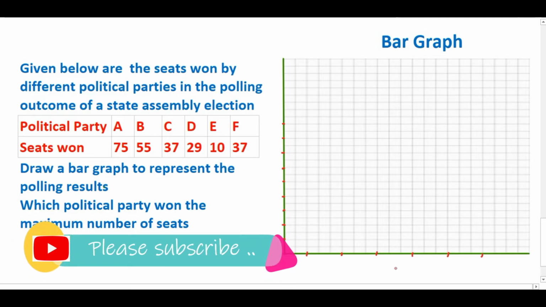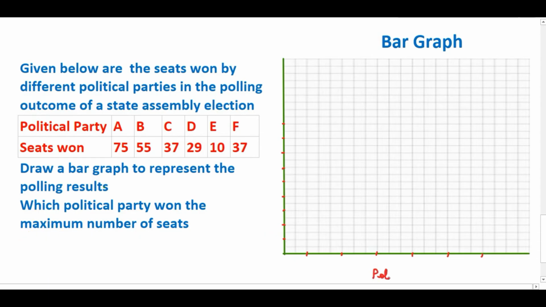So here the variable is political party, that we will take on the x-axis. So political party I will mark on the x-axis, and seats won is the values taken by these variables, that will be marked on the y-axis. Now since it is given 10 until 75 we need to mark. So I am going to mark like this: 10, 20, 30, 40, 50, 60, 70, 80.